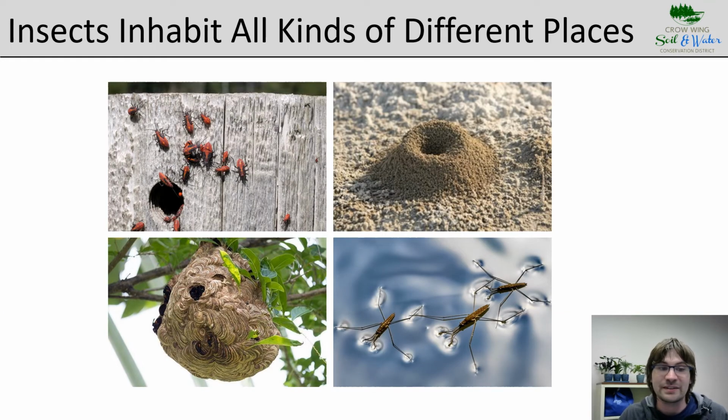Insects can also inhabit or live in all kinds of different places. We see the box elder bug in the top left, which lives in wood and trees. On the top right, we see an ant colony where ants will live underground. On the bottom left, we see a beehive, which stores all kinds of bees or wasps. And in the bottom right, we see a water bug, which lives on the surface of water.